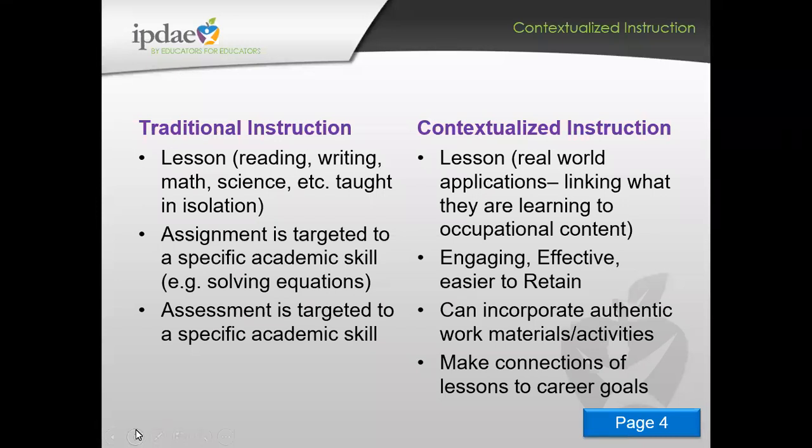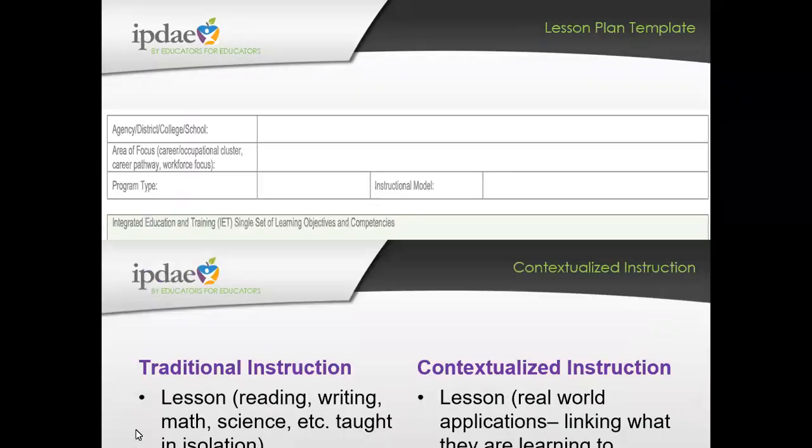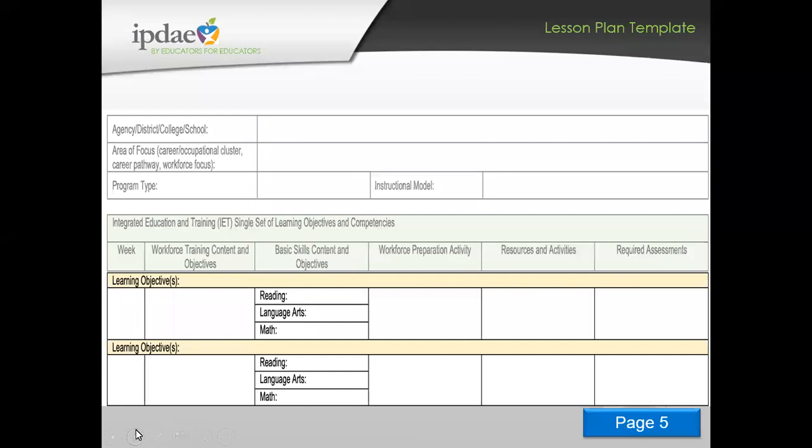I know I can. If I'm applying something or learning something to apply it to a goal that I have or a skill that I want to use in the future, I can more easily retain that if I am contextualizing it. The assessment in traditional is also targeted to a specific academic skill. In contextualized instruction, you can incorporate authentic work materials, activities, and help students make connections to their lessons or their career goals.